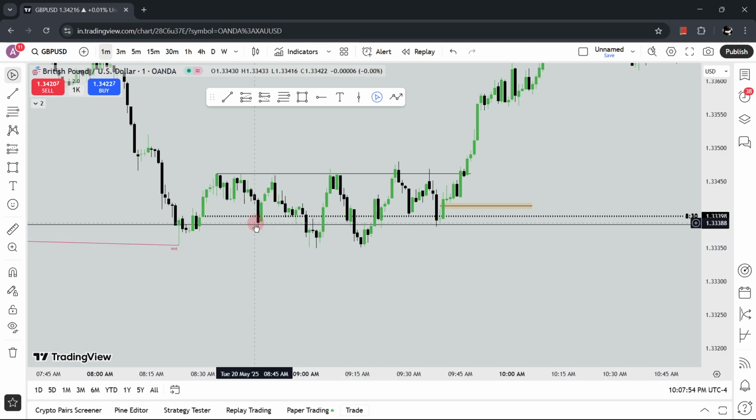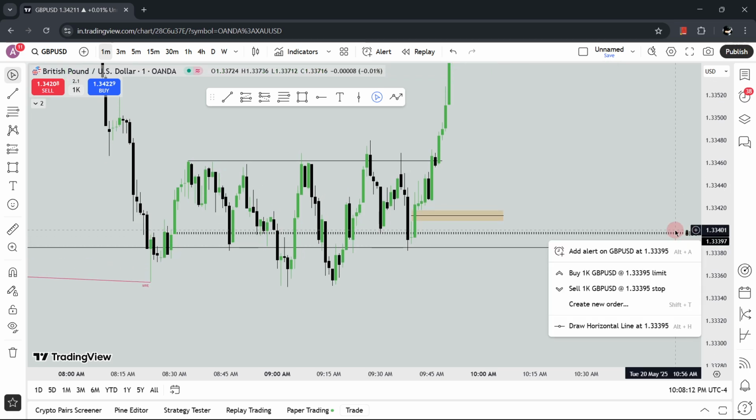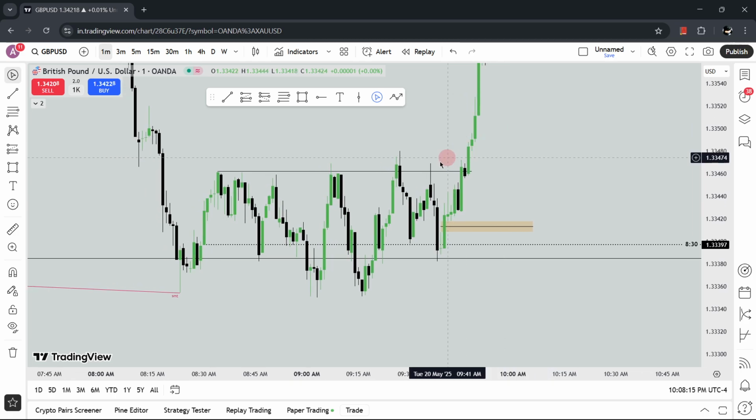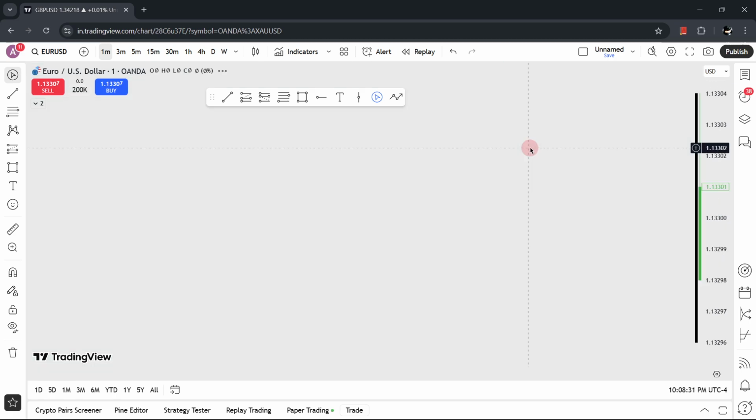Here. And if you just look closely, GU was able to take out this low, but U was not able to take out that low. Okay, so again there is a divergence, and in EU there is also the same structure happening. Relative equal highs taken out. Low. Now it was able to take out this low. You could have ended in GU also, but I prefer EU.